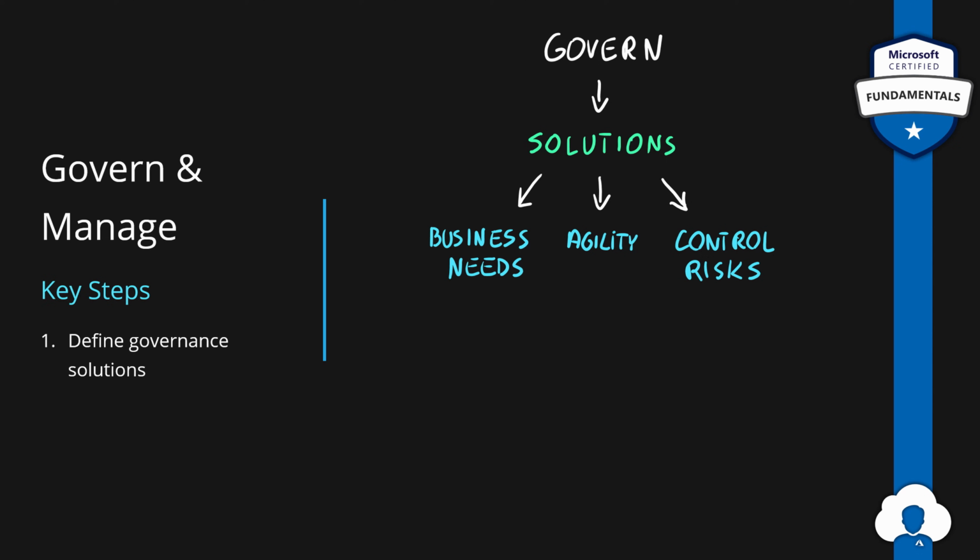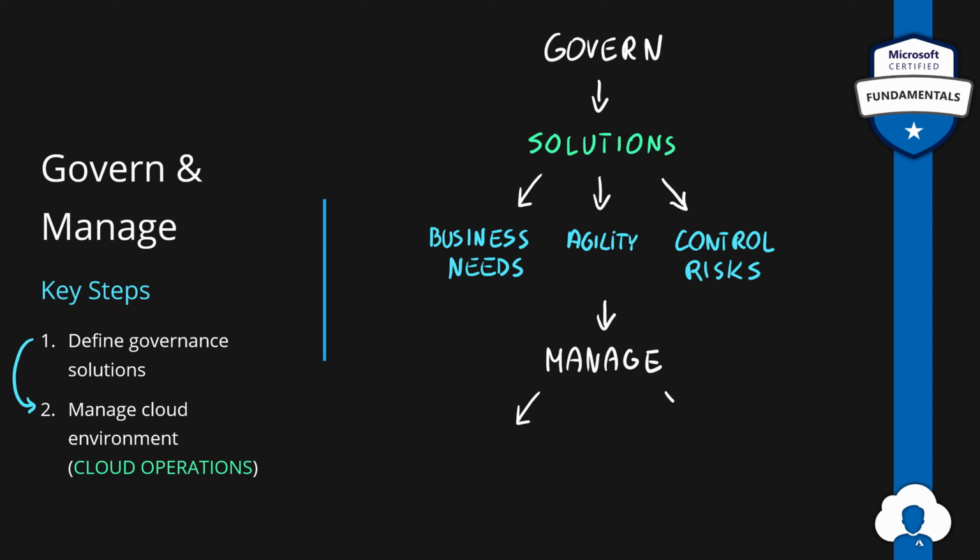First of all, the solutions that you decide on need to meet your business needs. But at the same time, they need to provide the agility so that you can easily adopt the cloud. You don't want to constrain yourself. But while providing the agility, the most important part here is that you need to control the risks. So you need to make sure that your environment will stay compliant and stay secure at all times. And once the solutions are defined and the platform is ready, you can hand it over to cloud operations, whose responsibilities are to provide the stability and manage the cost of the platform.